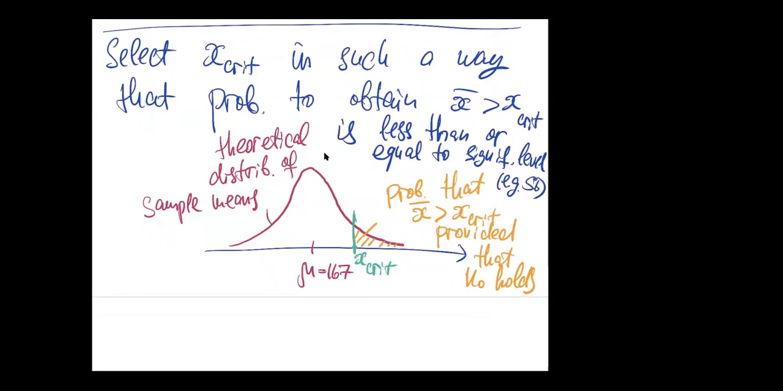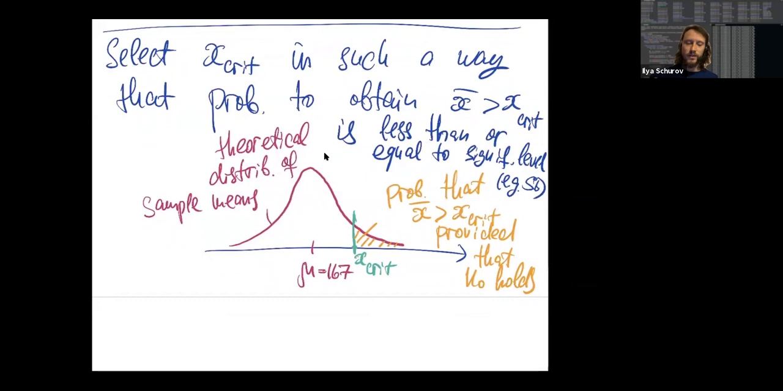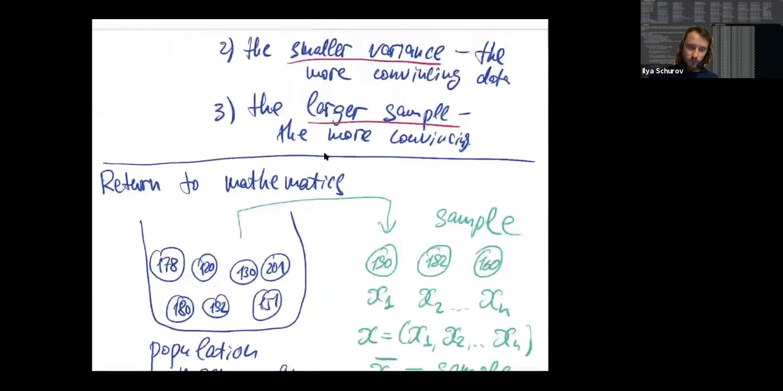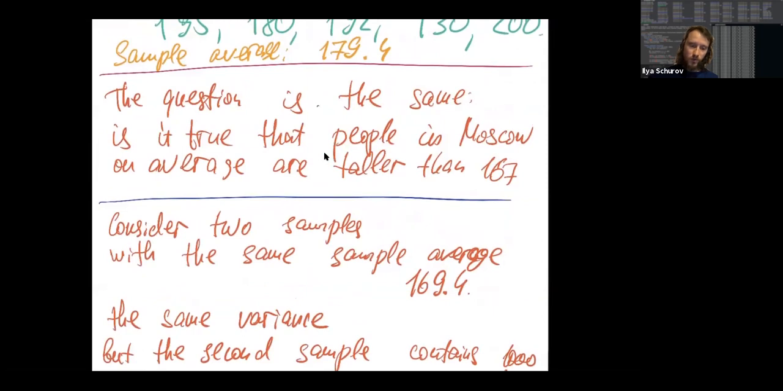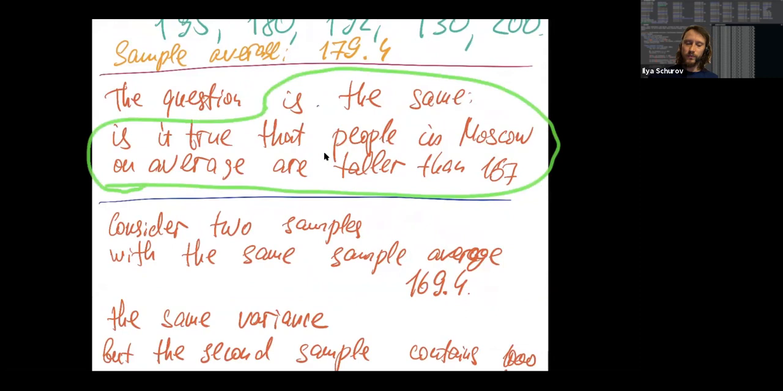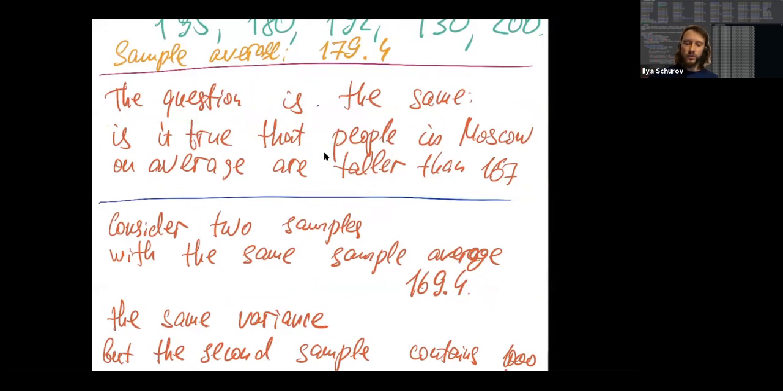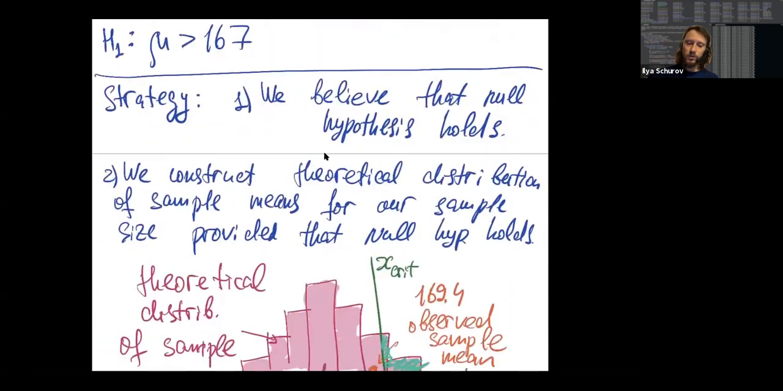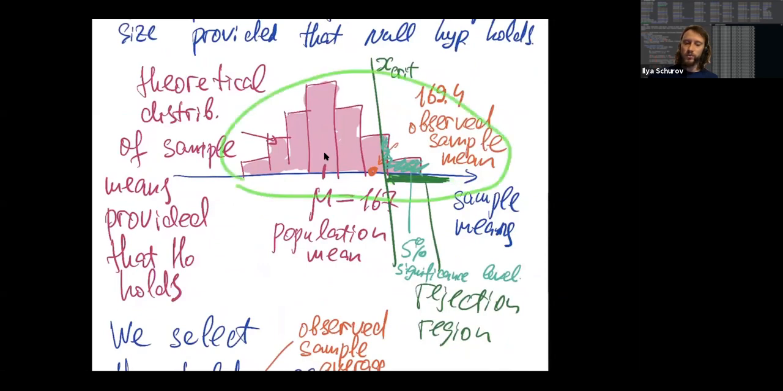Why do we have this X critical only on the right side? Why don't we have it on the left side? Yeah, that's a good question. This is because the question that we stated initially is a kind of one-sided question. Is it true that people in Moscow on average are taller than 167? We are not interested in answering the opposite question. Is it true that they are smaller than 167? This is how our question was stated. It is possible to ask symmetrical questions. This is called a symmetrical alternative. But now I just want this one-sided alternative just because it is easier to think about it.